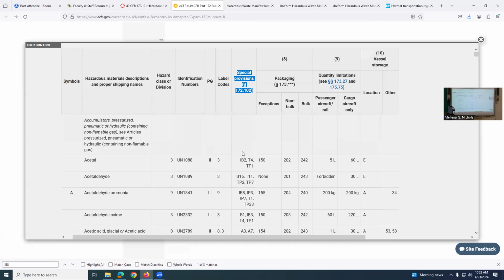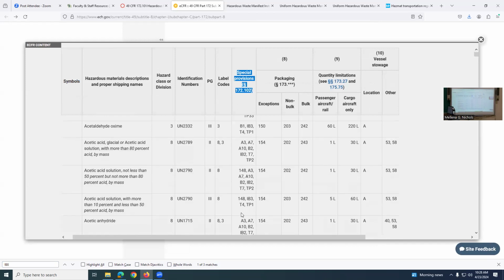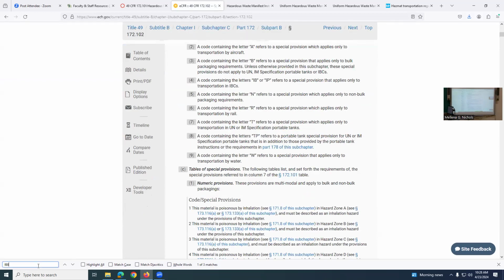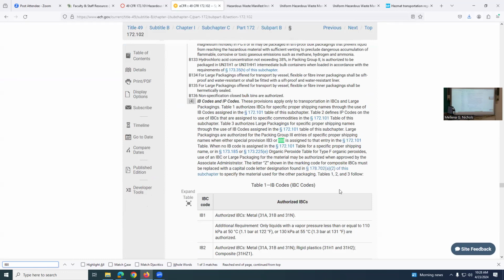Okay, so we know that it had several. I'm not going to scroll back down to those. I'm going to go back to the table and look at the list that we had. We searched, we had IB8. It takes you to this little table that gives you the IB codes. If you want to know more about what the codes are, you can read the paragraph just before them. It says these provisions only apply to transport of IBCs and large packaging. Table 1 authorizes IBCs for specific proper shipping names through the use of IB codes.